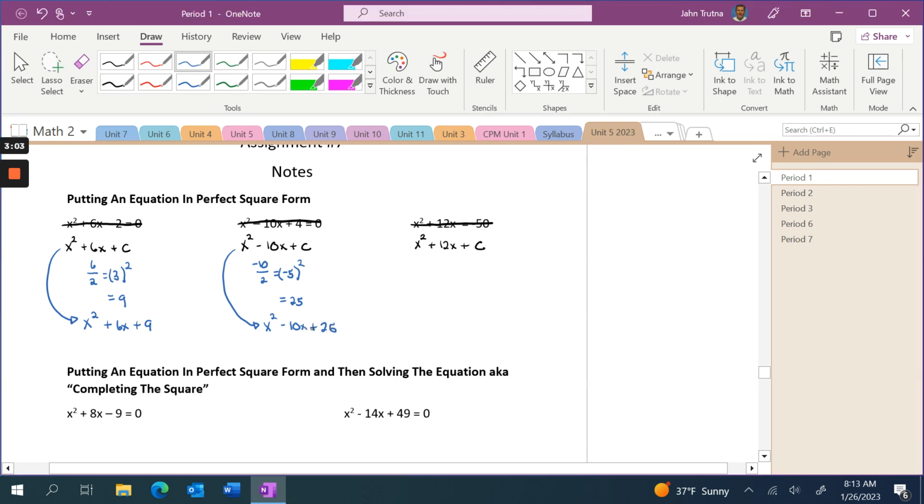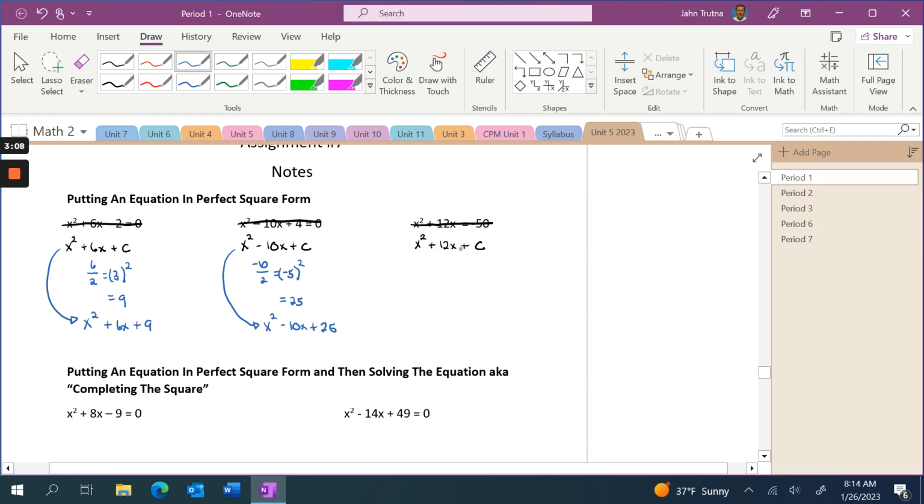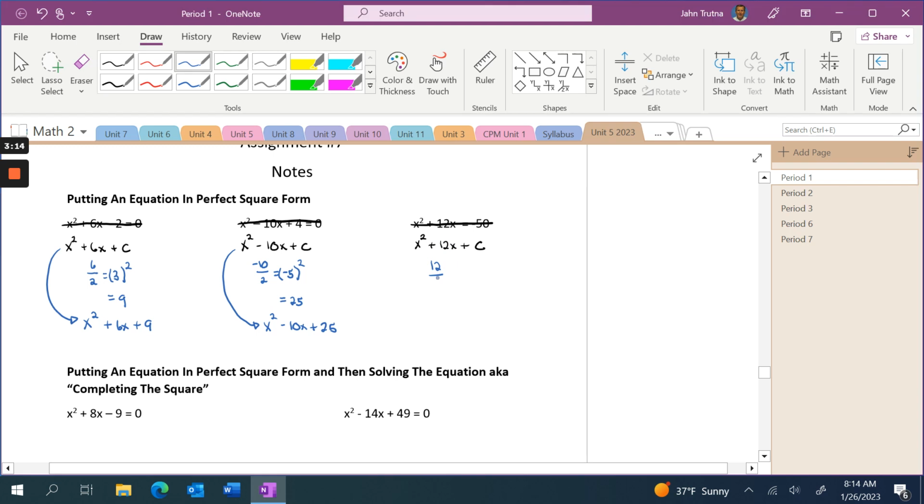Okay, there we go. Last example, we have x squared plus 12x plus c. We're going to put this equation in perfect square form. So we're going to take the 12. You always take the number in front of the x. You always divide it by 2 or cut it in half.